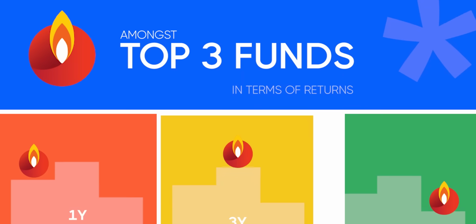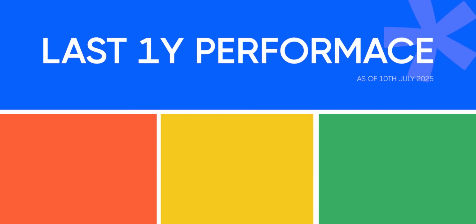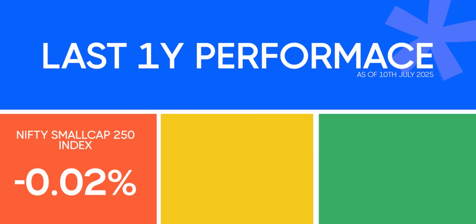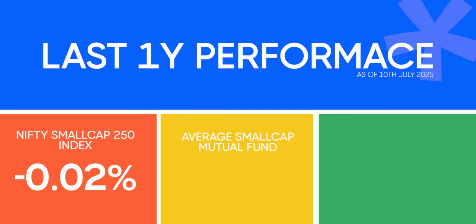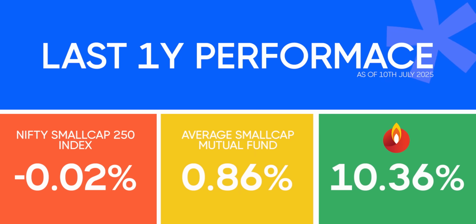This small cap fund has been amongst the top 3 funds in terms of returns across 1, 3 and 5 years in India. In the last 1 year alone, the small cap index returned minus 0.02%. The average small cap mutual fund did about 0.86%. But this fund delivered double-digit returns of 10.36% when everyone else was struggling.